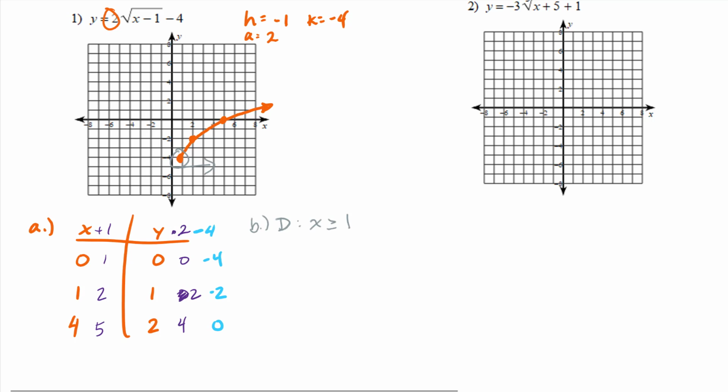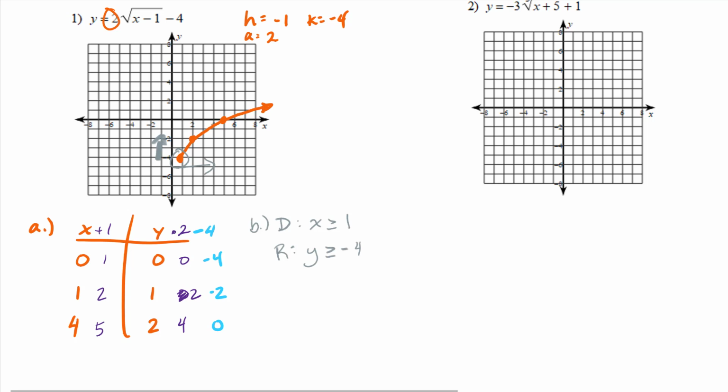The range is when it starts going up and down. Now, I'm not going down any further past this starting point, but I am going up. So here, my range is going to be y values that are all greater than or equal to that y value, and that is at -4. Excuse me. There we go. So my range is all y values that are greater than or equal to -4.